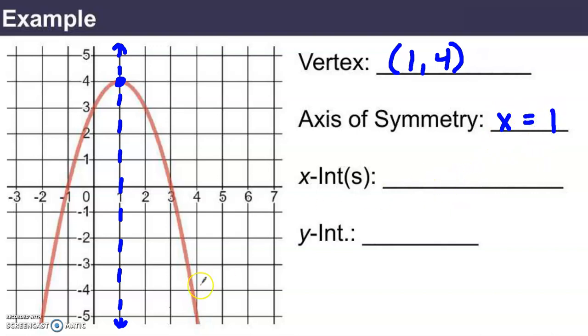Are there x-intercepts? Yes. The x-axis is right here. I see it crossing both here and here. Let's list them both. This is the point negative 1, 0. And this is the point 3, 0.